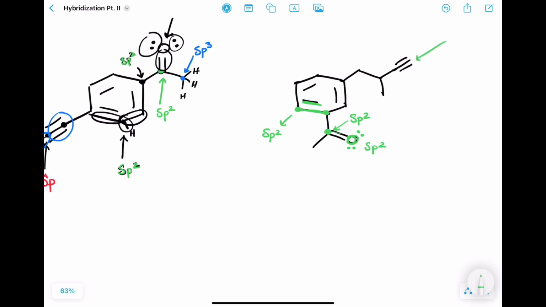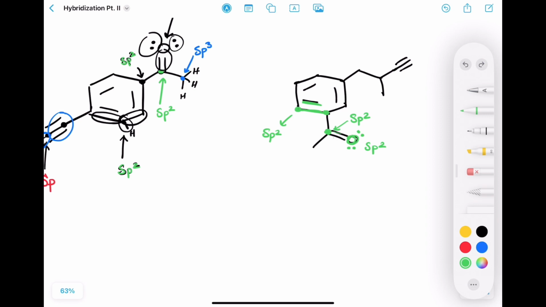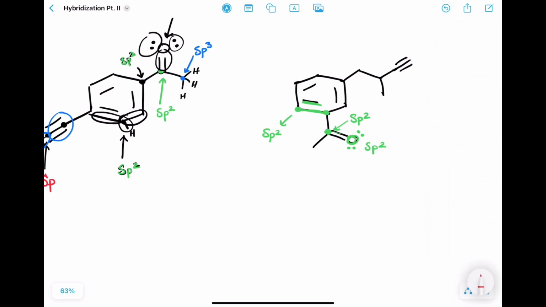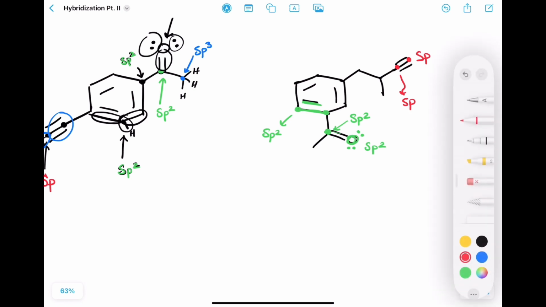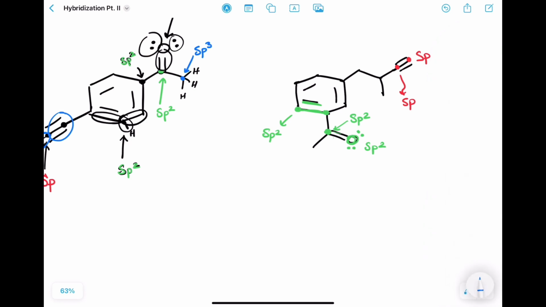This over here does not have a double bond, it has a triple bond. And so it's going to have sp hybridization. That has a triple bond, so it's also going to have sp hybridization. Do we see any other triple bonds? Okay, no. Anything with a single bond is going to have sp3 hybridization.